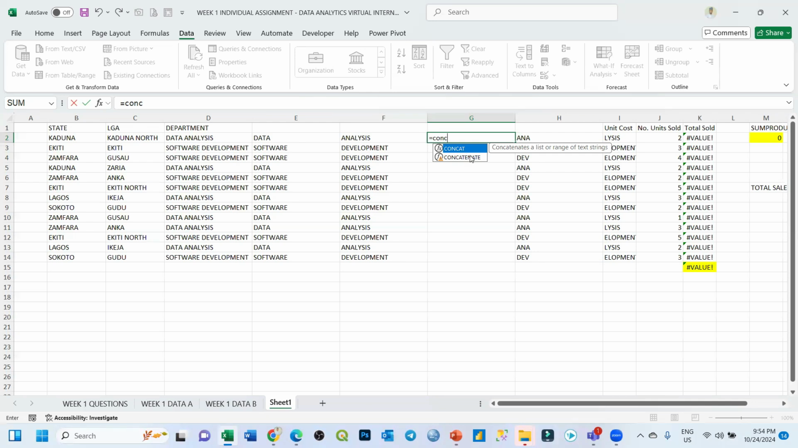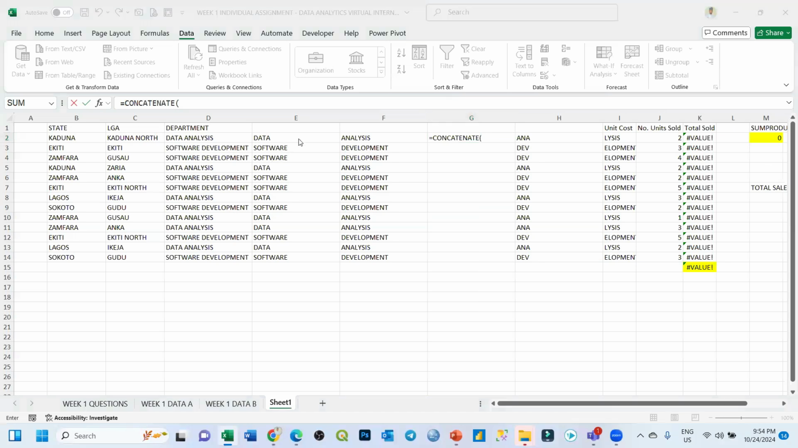So please choose anyone, but I'm choosing this concatenate because it's the one most of you, I believe, you're going to see in your system. So let's use that. In this concat, the first thing you are going to put is the first text that you want to concat. Take note, you can write the text by yourself, or you can select it from the cells that we have.